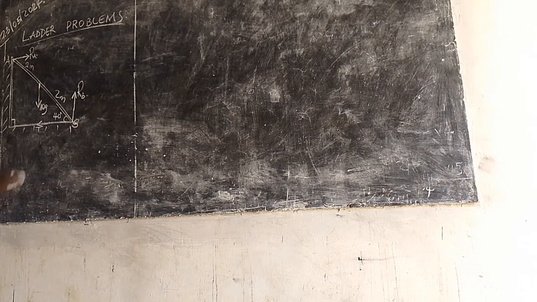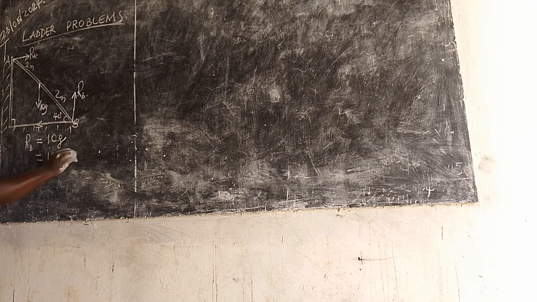for equilibrium, can I say that RB is equal to 10G upward, downward? True? So RB is equal to 10 times 9.8, which is 98 newtons. Therefore, the reaction at B is 98 newtons. So it's equal to 10 G, because this is upward and this is downward.